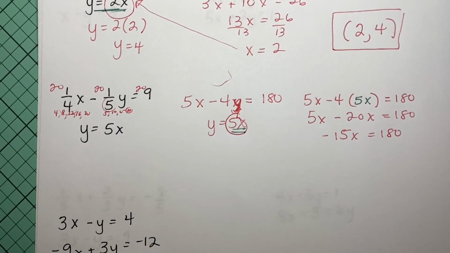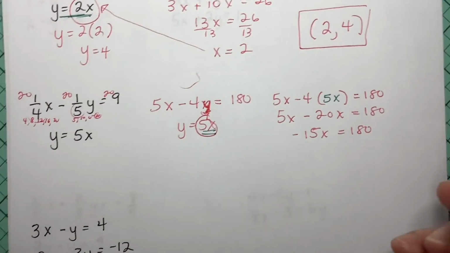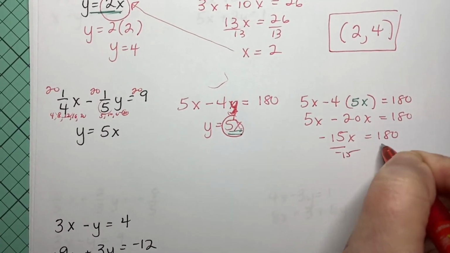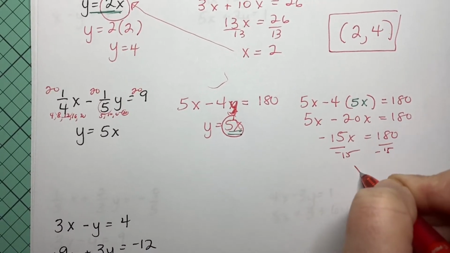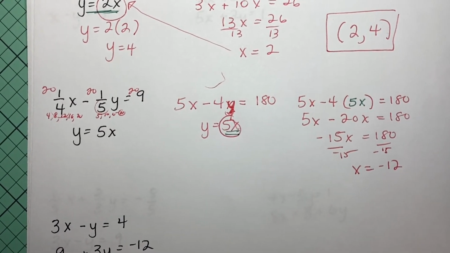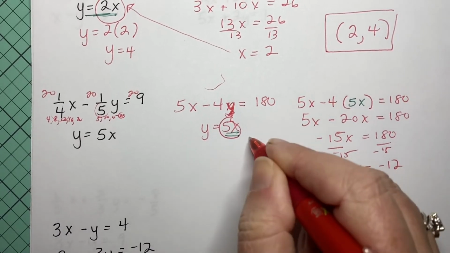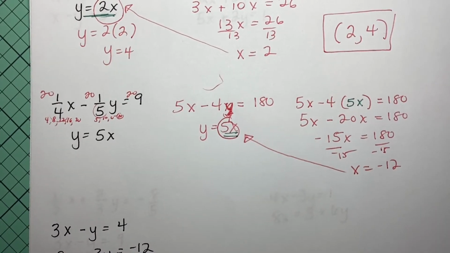I'm just over here on my calculator, is negative 12. Whoops, sorry. So we would divide by negative 15, x equals negative 12. But remember, we're not finished yet. We have one of the answers. We have to find the other answer by plugging it back in there.